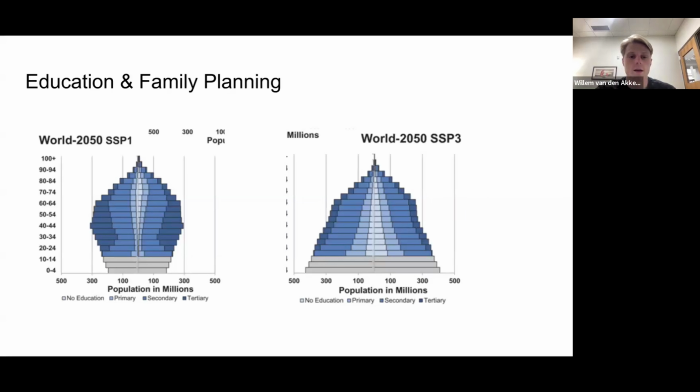Then we have the investment and family planning. The population pyramid on the left shows when there is investment in education and family planning. We see that there are fewer young people, more middle-aged people, and then older people as well. If there's no investment in education and family planning, we see a lot of young people, and it gradually becomes less because there's no education, people won't see as much value in having fewer kids than more kids.